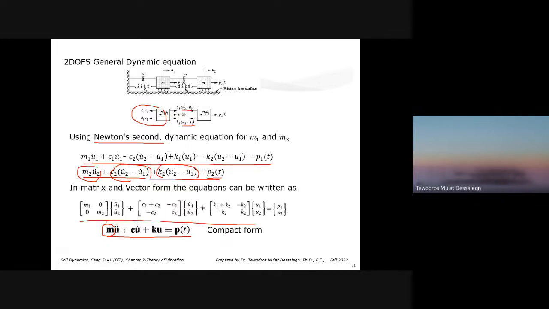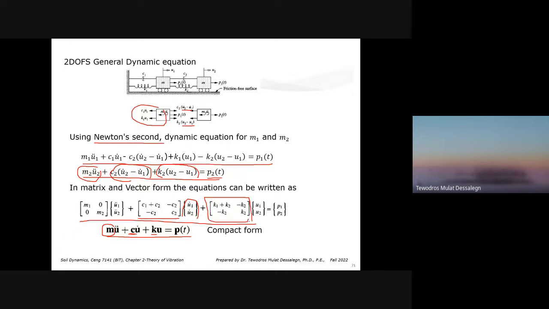So this M is a matrix of masses times the acceleration of each mass. And now this damping is also a matrix times the velocity of each mass. So this C you see here is a matrix of dampers. K is a matrix of stiffness.